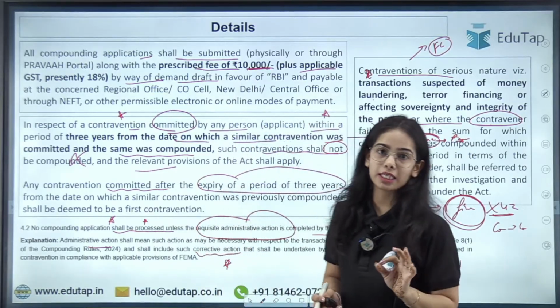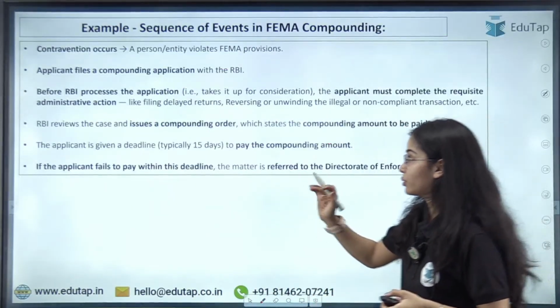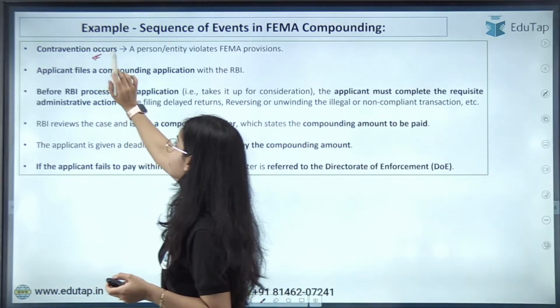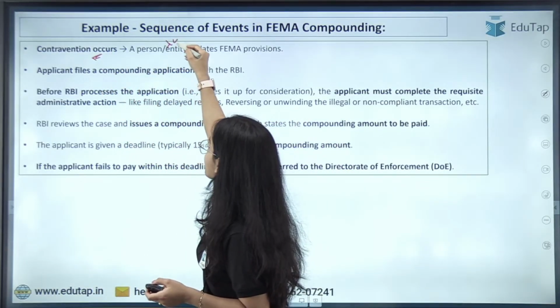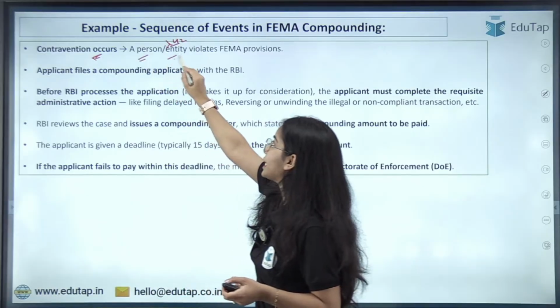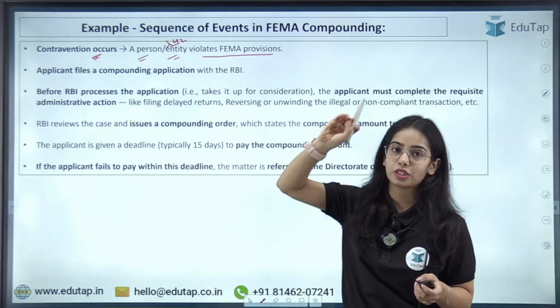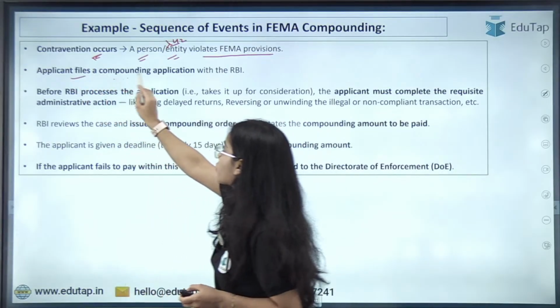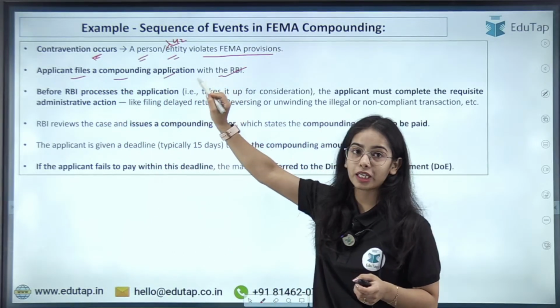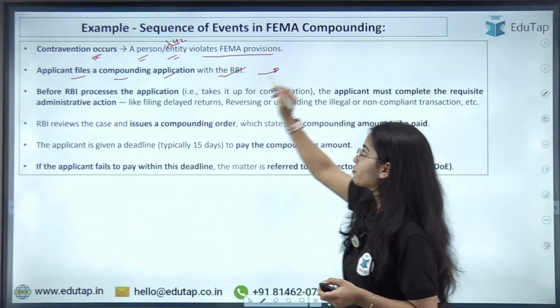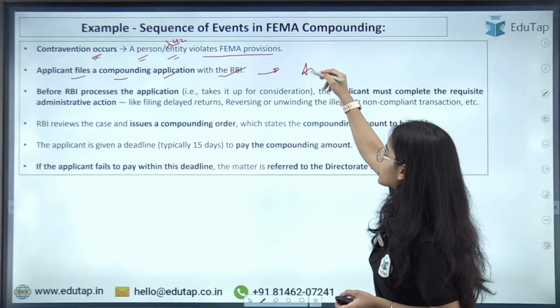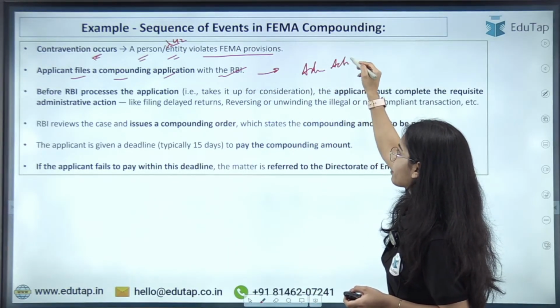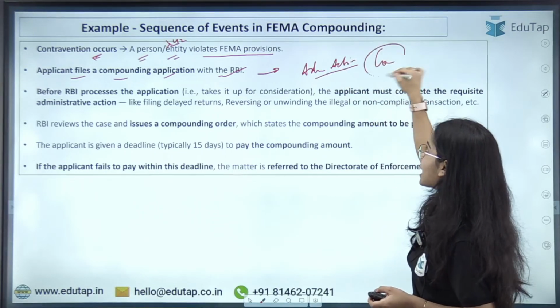Let's understand this with an example so that you are able to understand it better. Contravention occurs when you have done a mistake. The XYZ person or entity violates the FEMA provision. Some provision has been violated. In this case, the applicant files a compounding application with the Reserve Bank of India. Now, when the application has been filed, the applicant also has to take the administrative action. That means corrective action has to be taken.